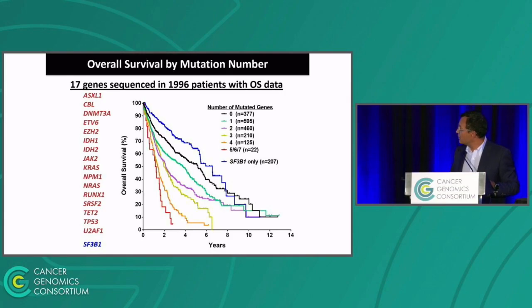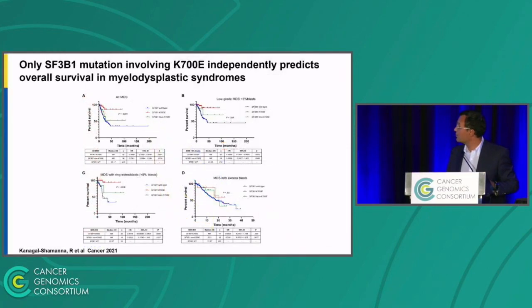In black, you see no gene, 1 gene, 2 genes, etc. And again, this data is actually independent of percentage of blast and potentially cytogenetics. So this is very interesting. As we start accumulating this kind of molecular damage, you have a worse prognosis.